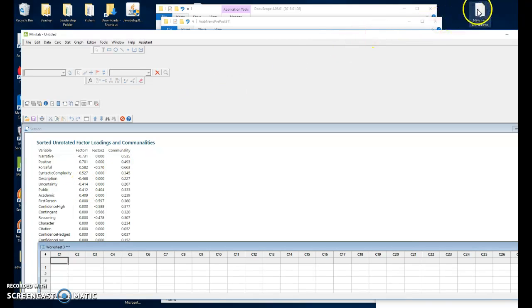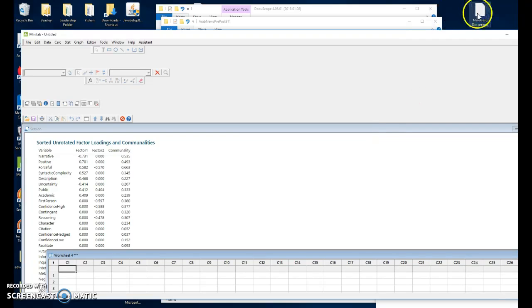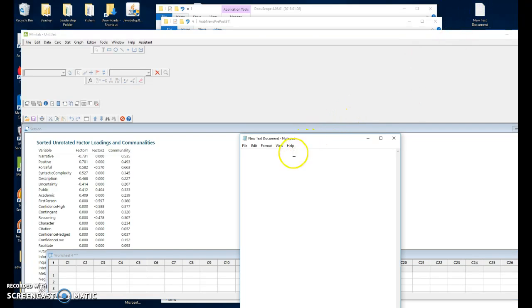So what I recommend you're doing is to perhaps open up a text sheet and just keep score. So you want to say the plus variables here would be positive and forceful and syntactic complexity, which simply means it has a lot of clauses. The sentences have a lot of clauses.